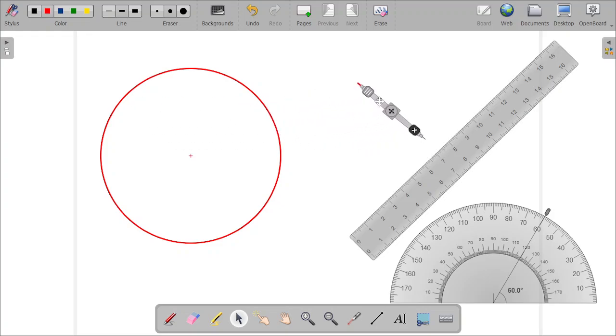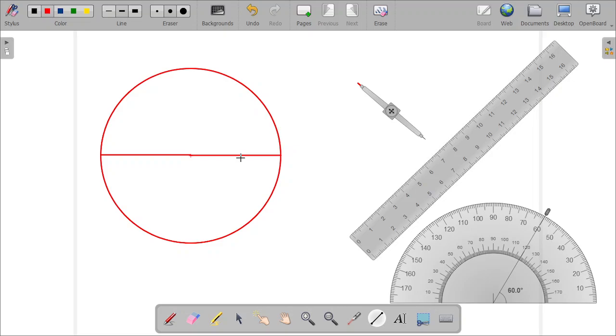Now after doing that, you are going to draw your diameter. So note the center of your circle. Now draw a diameter line. The diameter line must pass through the center of your circle, just like this. So that is my diameter line. Make sure the diameter line passes through the center of the circle. Now this is a horizontal diameter.